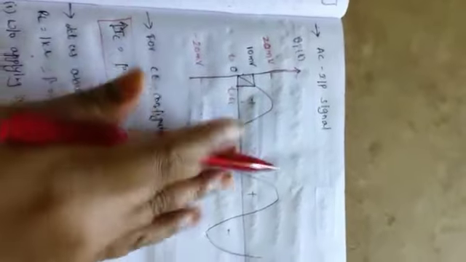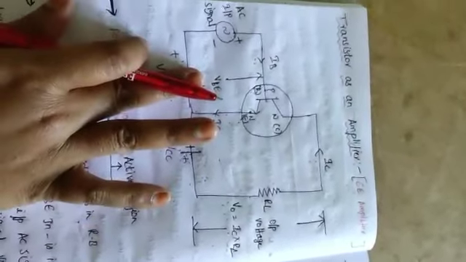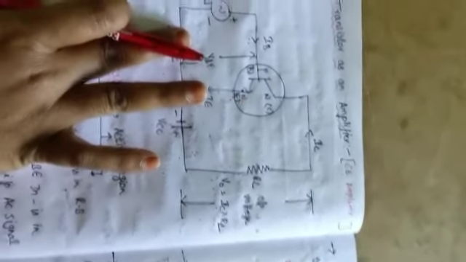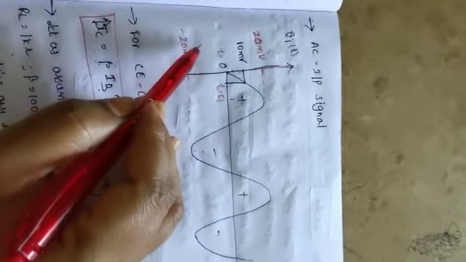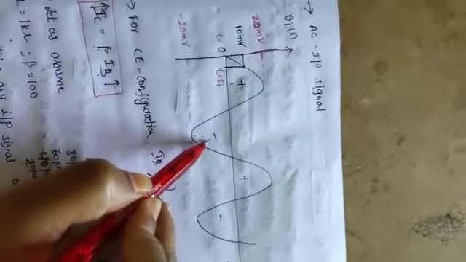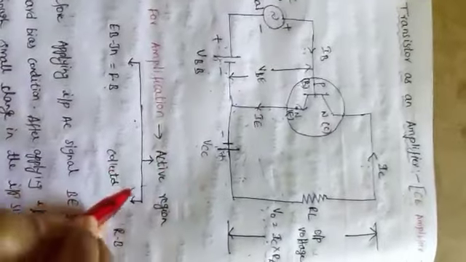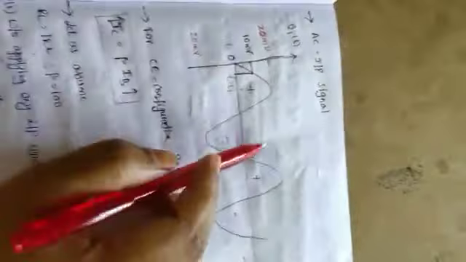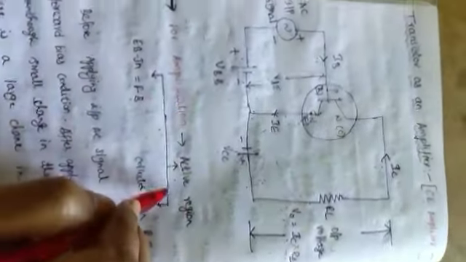If I remove the VBB battery and connect only the AC input source to the base-emitter junction, what happens? If the input voltage is positive, the base-emitter junction is in forward bias condition. If the input voltage is negative, the base-emitter junction is in reverse bias condition. But for amplification, the transistor should be operated in the active region irrespective of the polarity of the input signal.